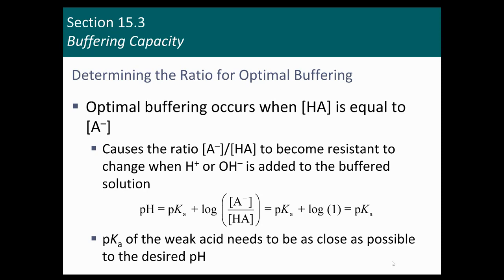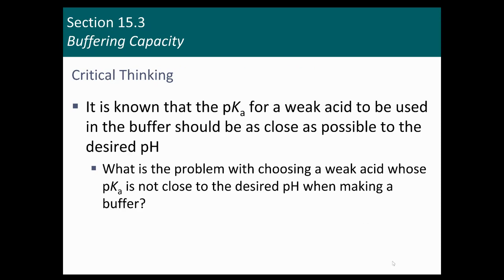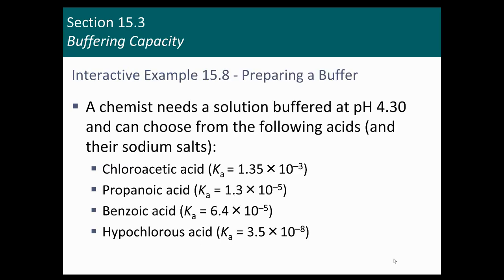This all says the same thing, so you can look at that more slowly. Same thing that I said there. Okay, so it's known then that a pKa for a weak acid should be as close as possible to the desired pH. And what would be the problem if you didn't do that, or if the ratio wasn't as close to 1? Then it wouldn't be a great buffer.